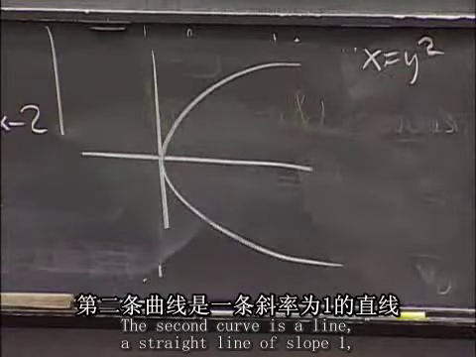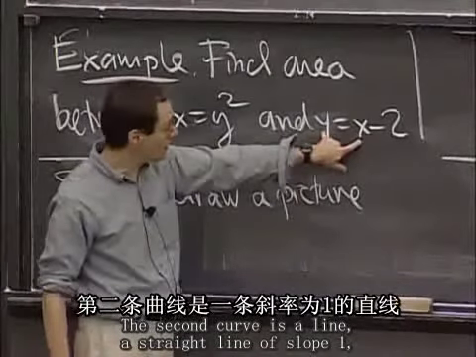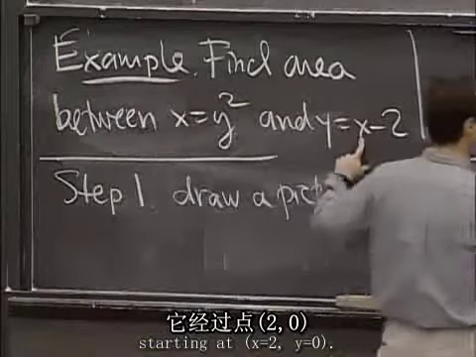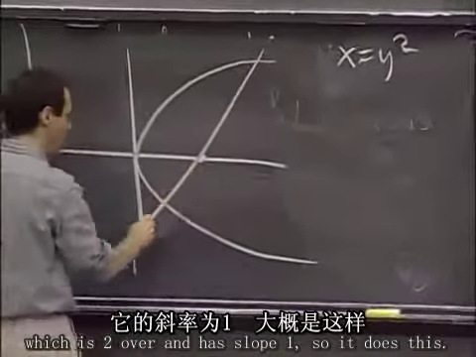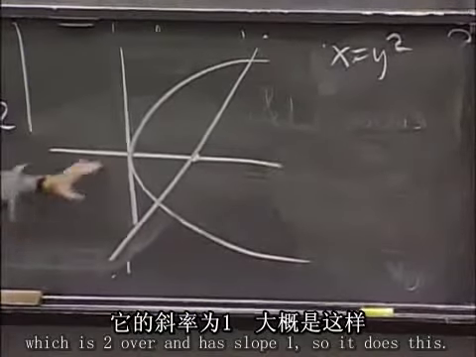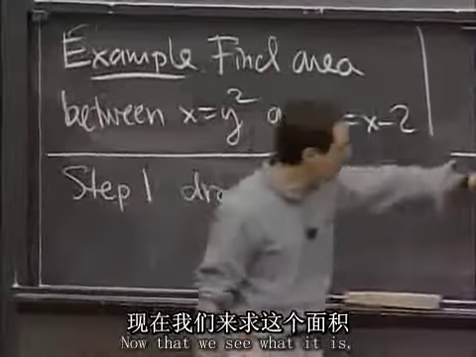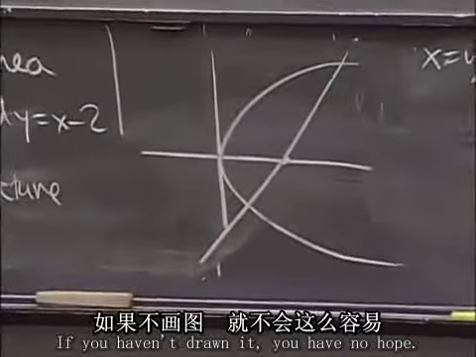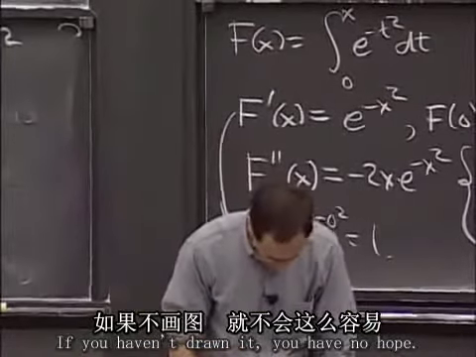The second curve is a straight line of slope 1, starting at x equals 2, y equals 0. It goes through this place here, which is 2 over, and it has slope 1. So it does this. And this shape in here is what we mean by the area between the curves. Now that we see what it is, we have a better idea of what our goal is. If you haven't drawn it, you have no hope. All right.